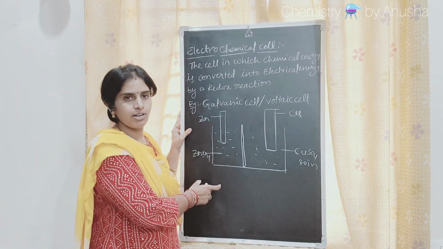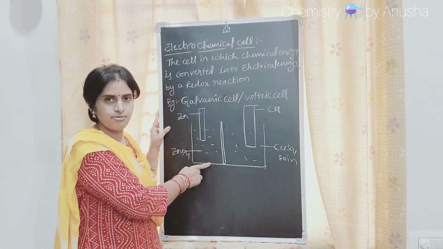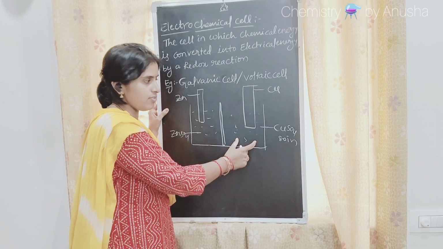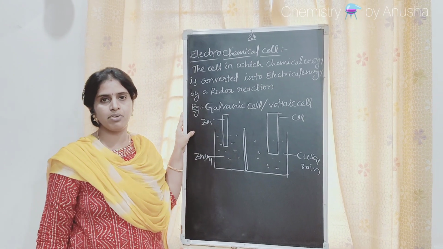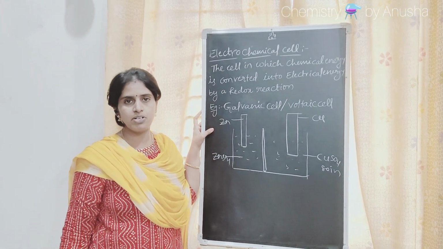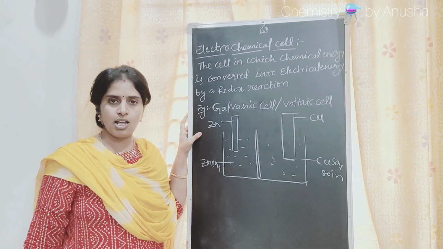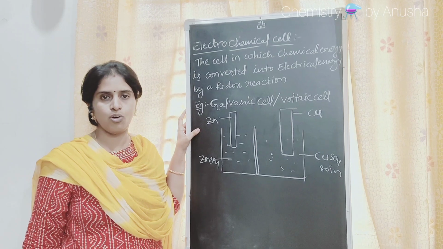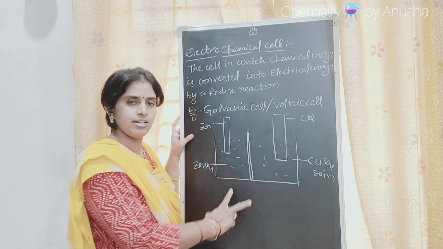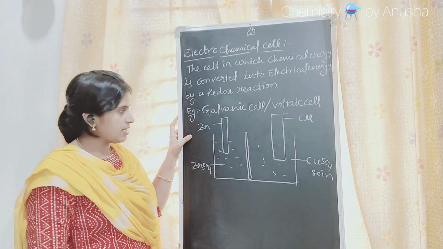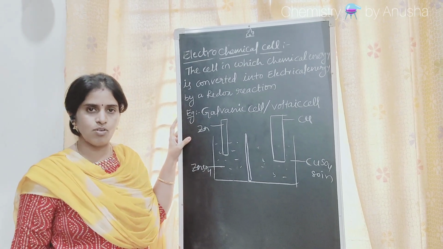The construction of an electrochemical cell, for example the galvanic cell, is like this. Zinc rod placed in zinc sulfate solution, copper rod placed in copper sulfate solution. Both the half cells are separated with a semi-permeable membrane or salt bridge. The salt bridge or semi-permeable membrane functions the same way. What is that? It allows only the ions but not the electrons, and also avoids the intermixing of these two electrolytic solutions.